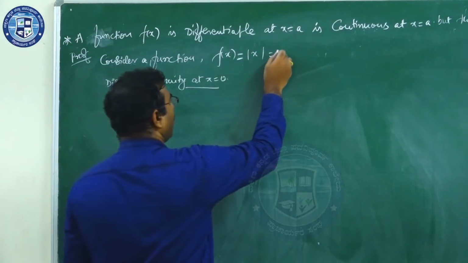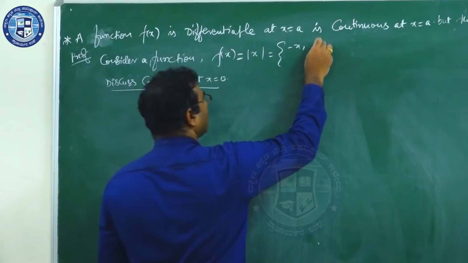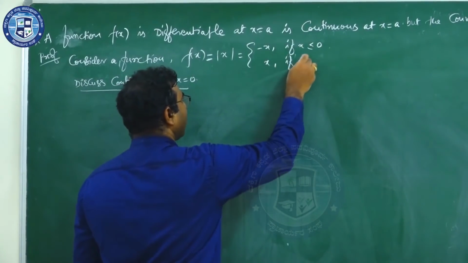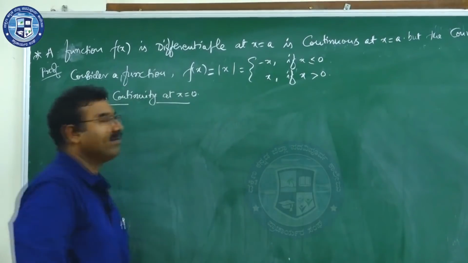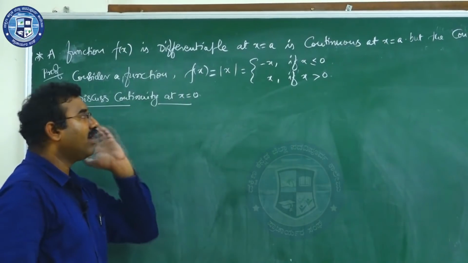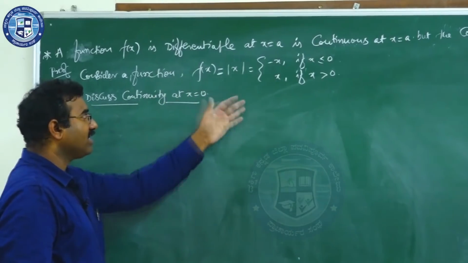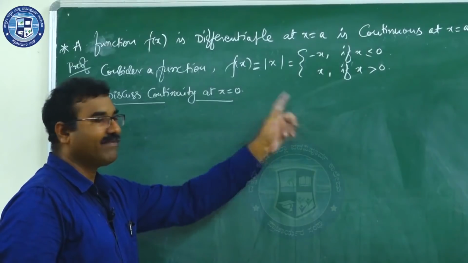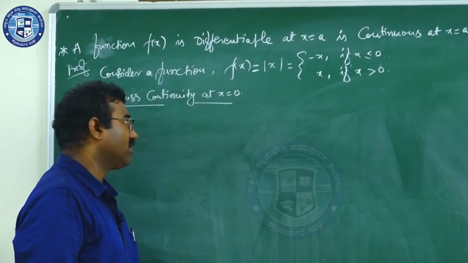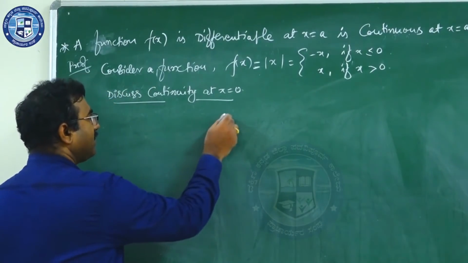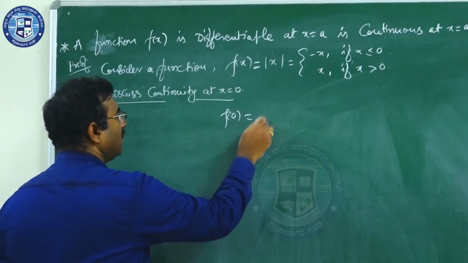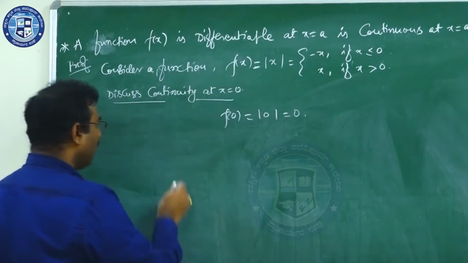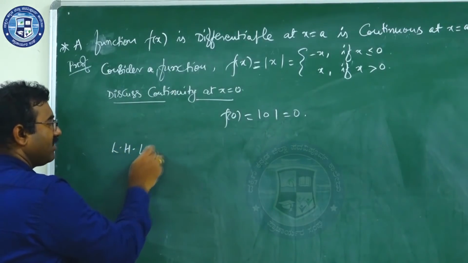So f(x) is equal to mod x, meaning it is minus x if x is less than or equal to 0, plus x if x is more than 0. So this is the mod function definition. At x equal to 0 we were working now. Because the function is splitting at 0, we need to work out the left hand limit as well as the right hand limit. So f of 0, first, f of 0 is mod 0, which is 0 only. Now LHL, we will work it out, left hand limit.